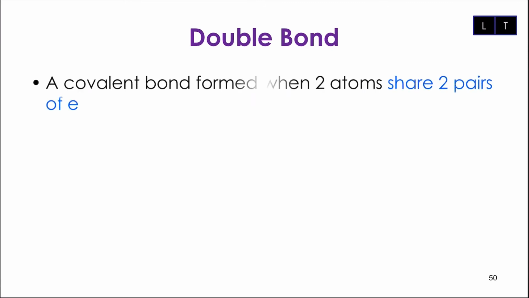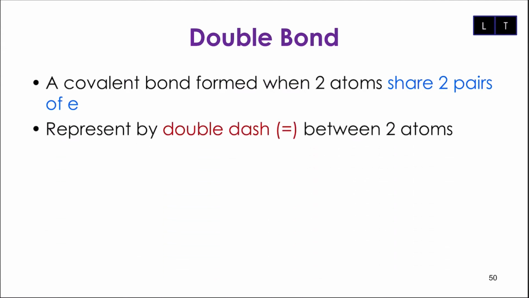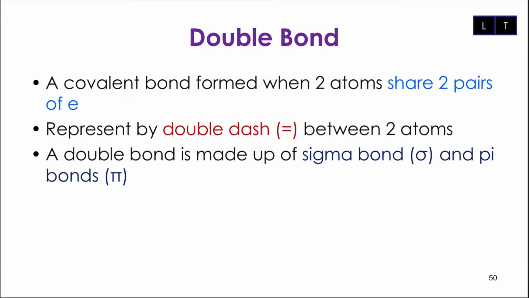Settle for single bond. Now we focus with double bond. Double bond is still a covalent bond formed when 2 atoms share 2 pairs of electrons. So maknanya kita akan represent by using double dash between 2 atoms. And the double bond is made up as sigma bond and pi bond. Maknanya dash yang pertama adalah sigma, dash yang kedua adalah pi bond.